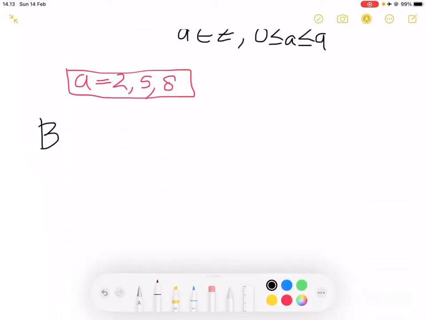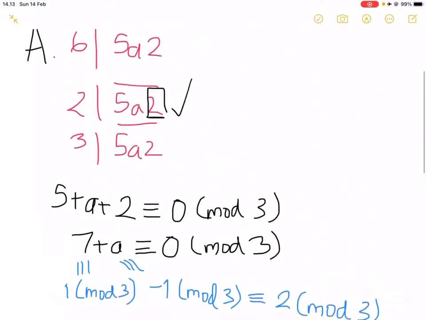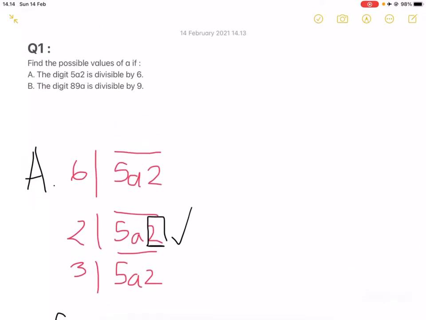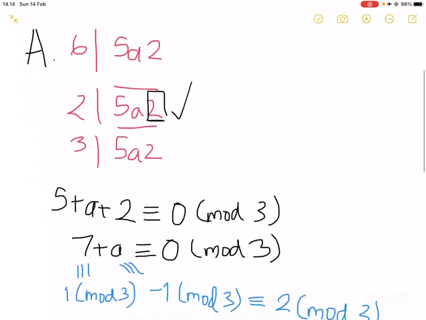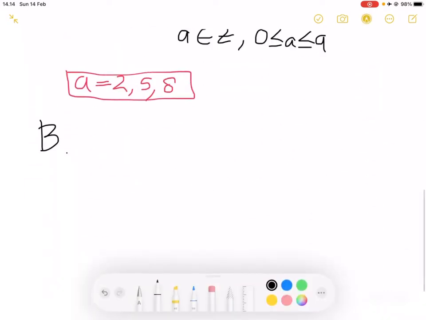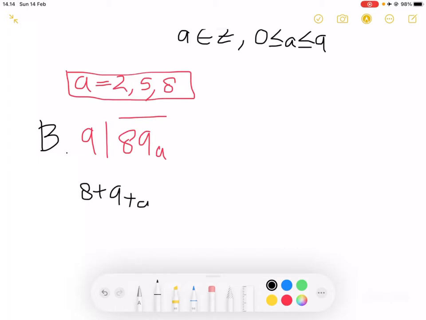Part B, let's see what we have. The number 89a is divisible by 9. So we can just write 9 divides 89a. And for a number to be divisible by 9, the sum of the digits must be divisible by 9. Or in other words, 8 plus 9 plus a, the sum of the digits, must be congruent to 0 mod 9.